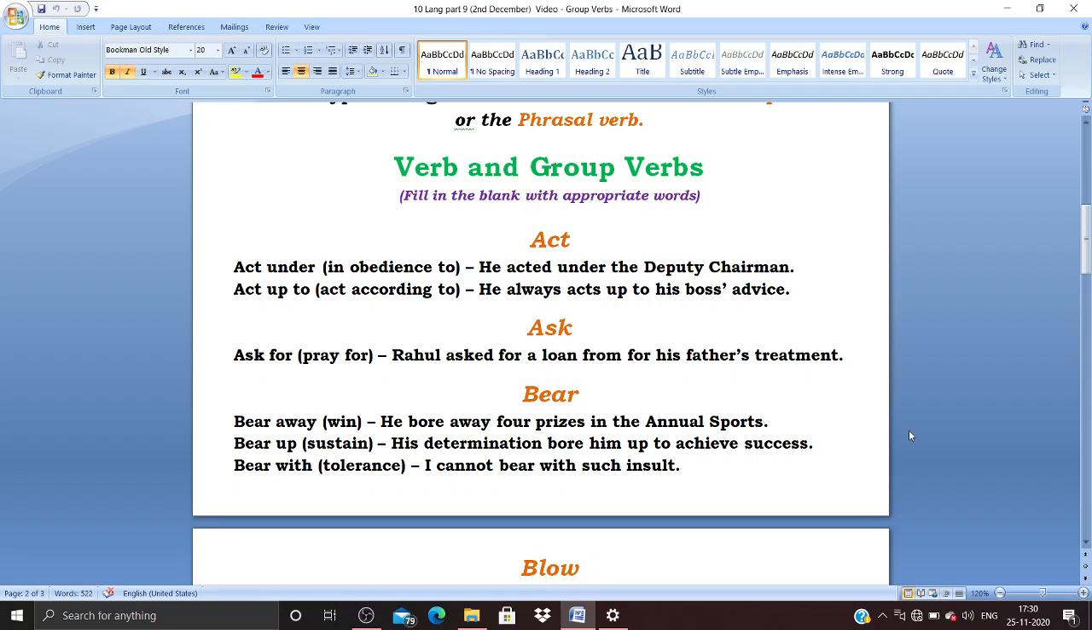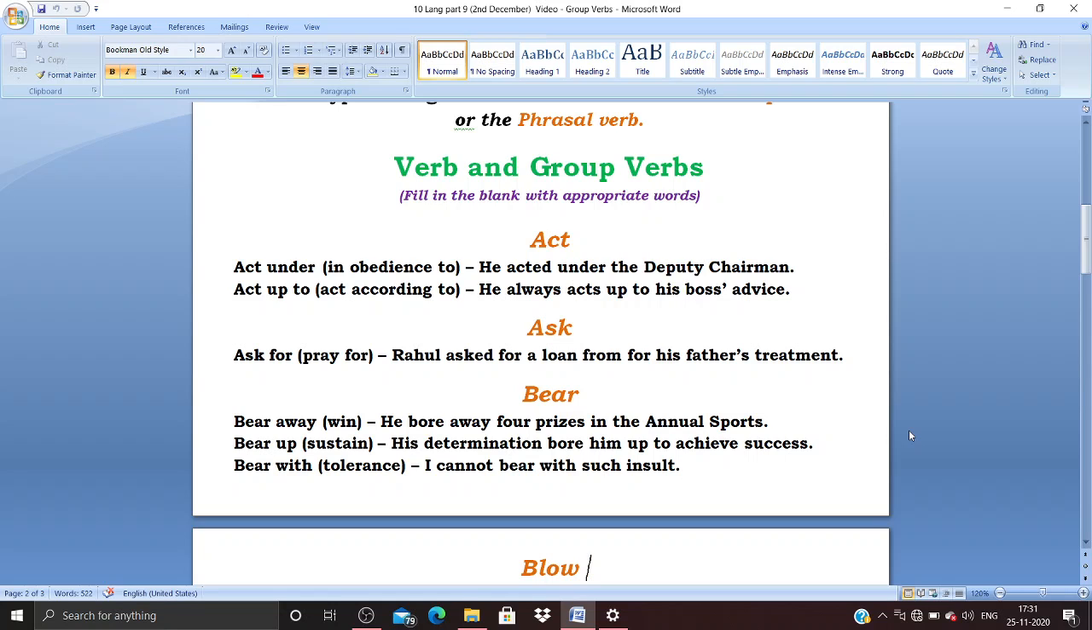So act. If we use act under, the meaning is in obedience to. That means he acted under the deputy chairman. That means he is acting under someone. That is the meaning. Act up to. See now the different prepositions we have taken. Act up to means acting according to, in accordance to. He always acts up to his boss's advice. Means he strictly follows whoever is in charge, his in-charge's advice.